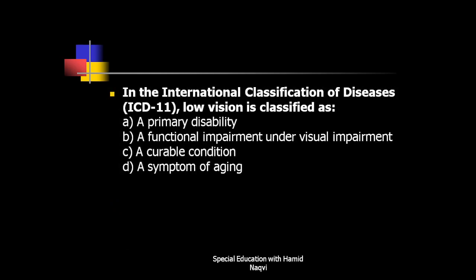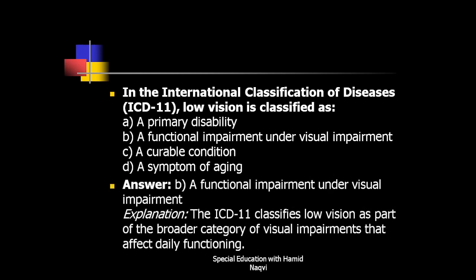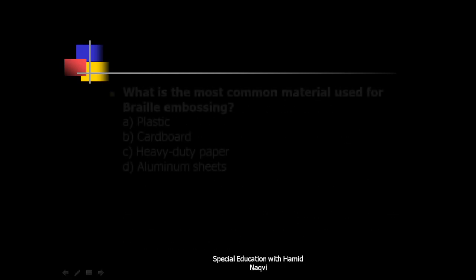In the International Classification of Diseases, low vision is classified as a primary disability, a functional impairment under the visual impairment, a curable condition, or a symptom of aging. Answer is a functional impairment under visual impairment. The ICD-11 classifies low vision as part of the broader category of visual impairment that affects daily functioning.